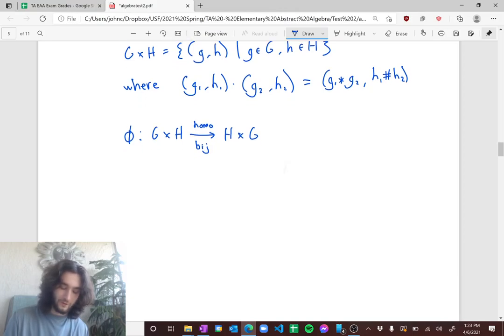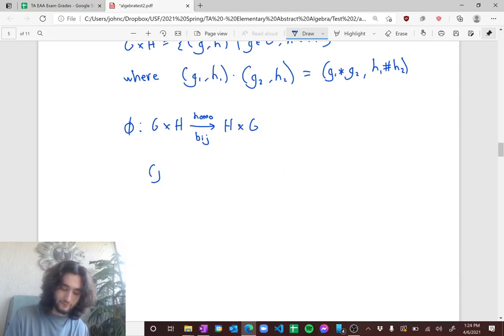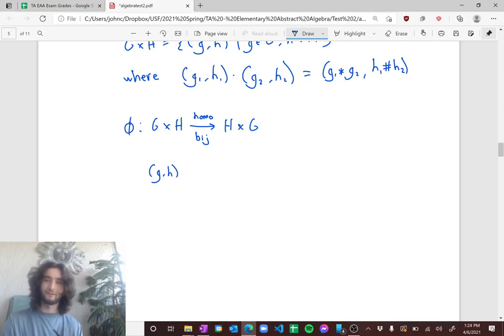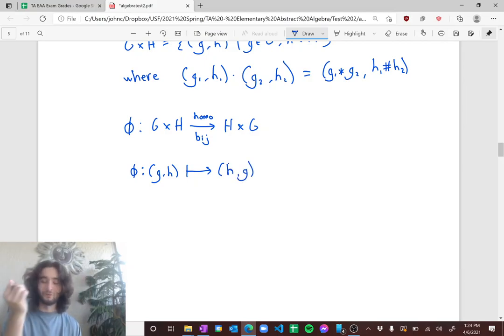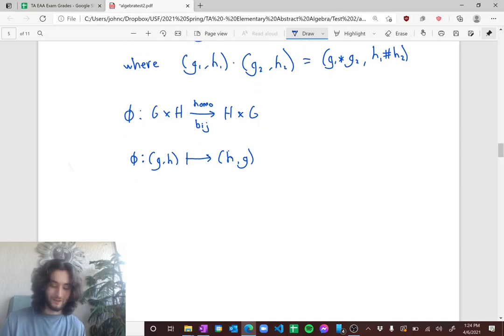What are things like over here? They look like individual G's and individual H's put together. So here's a great way you could define phi. What if it literally does nothing other than move them the other way around? Is that a homomorphism? Yeah, probably.